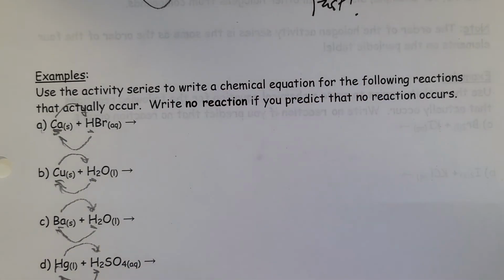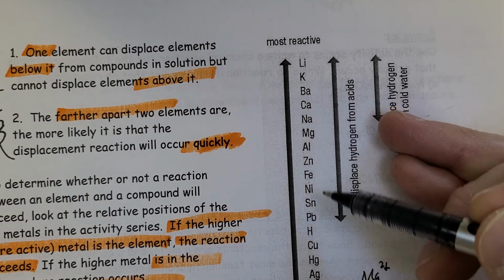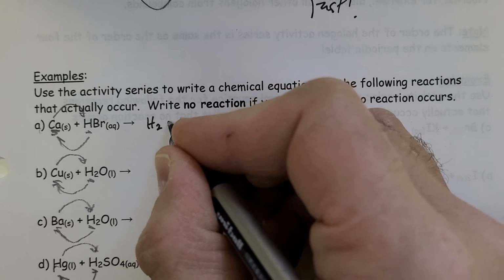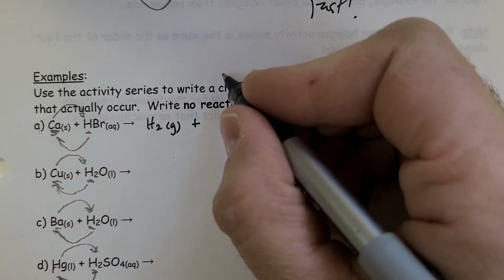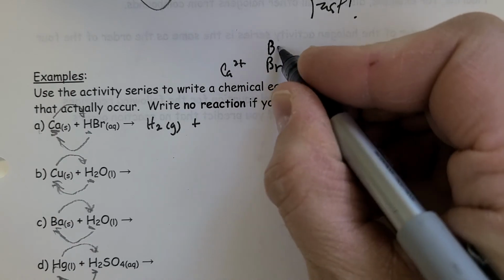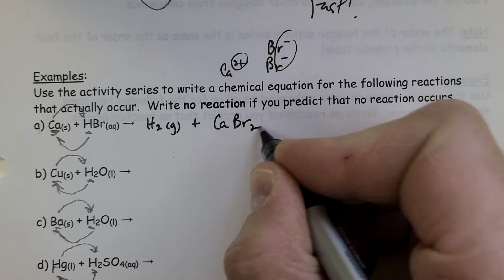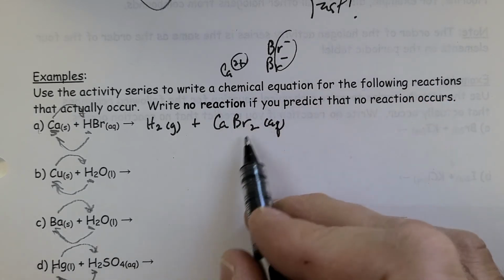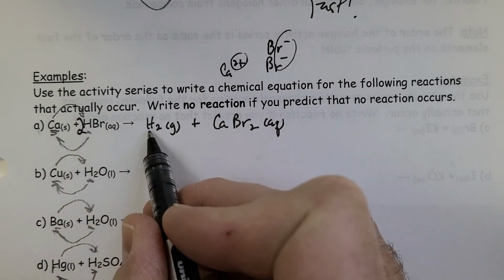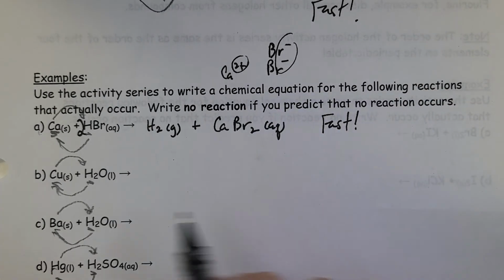Okay, so hopefully you had time for that. So calcium, is calcium above H? There's calcium. There's H. Oh, it's way above. So hydrogen will be off on its own as a diatomic element. And calcium bromide. Bromide's -1. Calcium's +2. So yes, we need to have 2 bromides to make this work. So I'm going to have to put a 2 here to give me my 2 bromides. 2 H's, 2 H's. Good. So that is going to be fast.